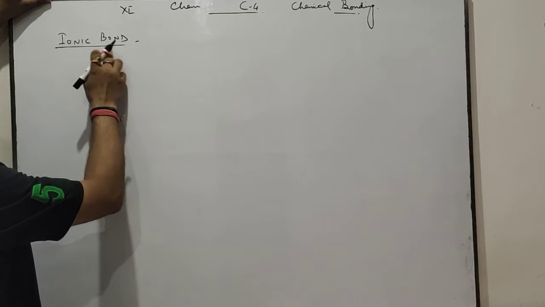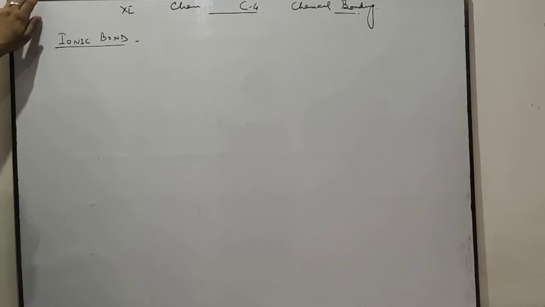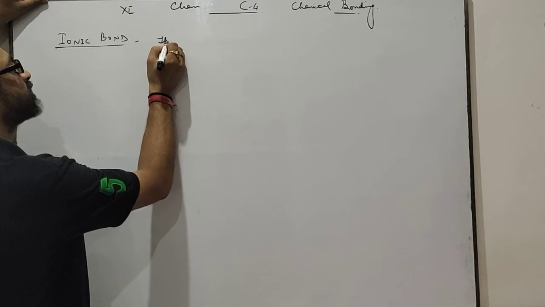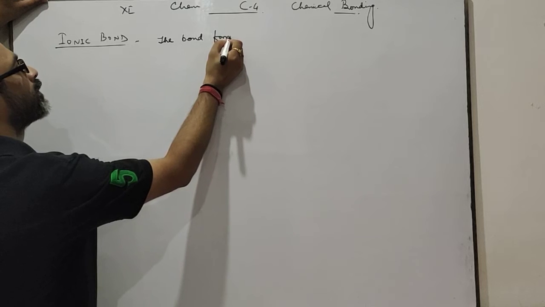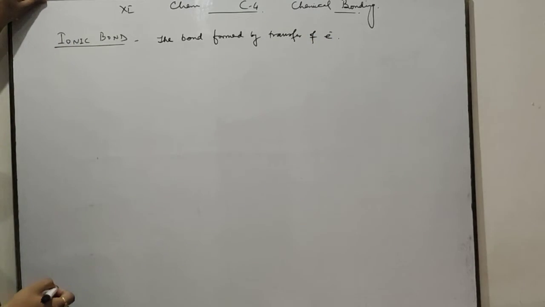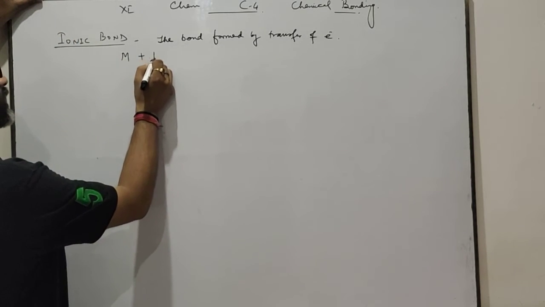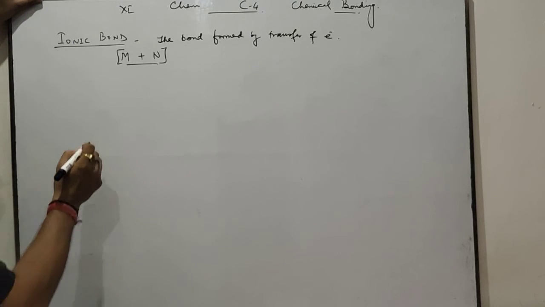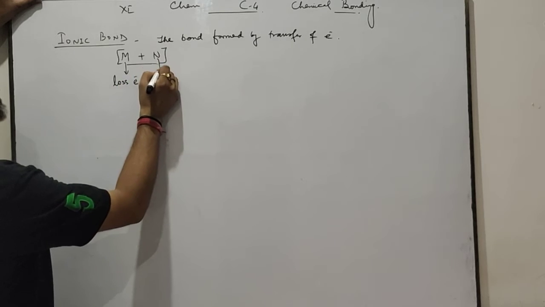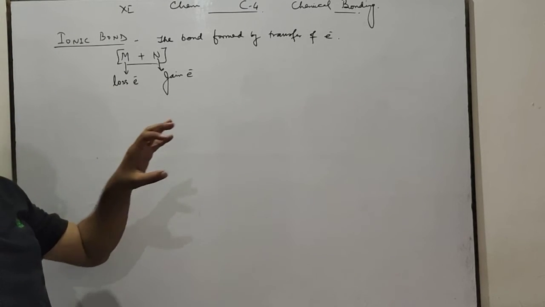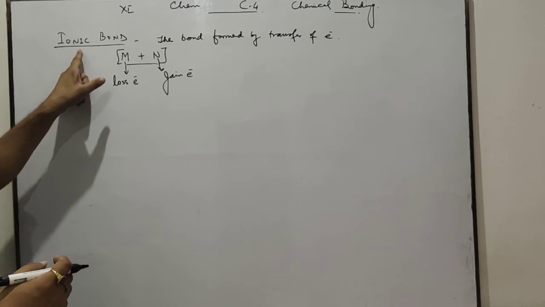As the name indicates, ionic bond means that bond which is formed between oppositely charged ions. This bond is formed by transfer of electrons. The bond formed by transfer of electrons is called ionic bond, or electrovalent bond. When one element is a metal and the other is a non-metal, this type of bond is formed. You know that metals always have a tendency to lose electrons and non-metals have a tendency to gain electrons. Metal loses electrons and non-metal gains electrons, and overall an ionic bond is formed between them.